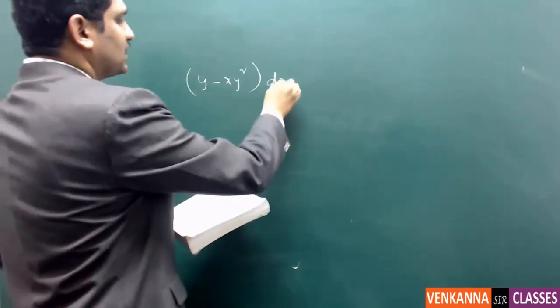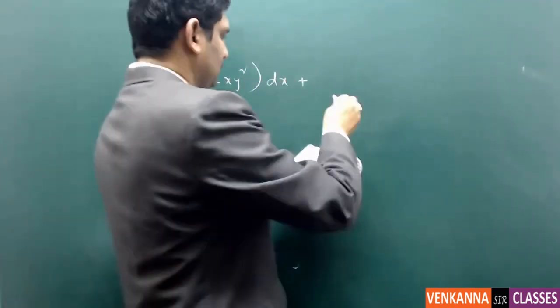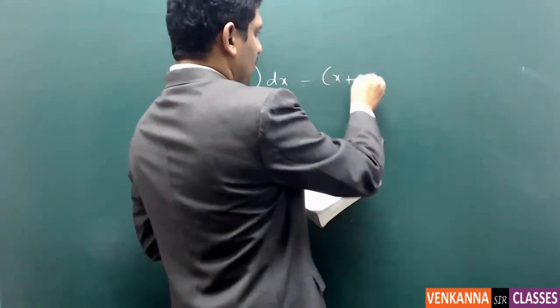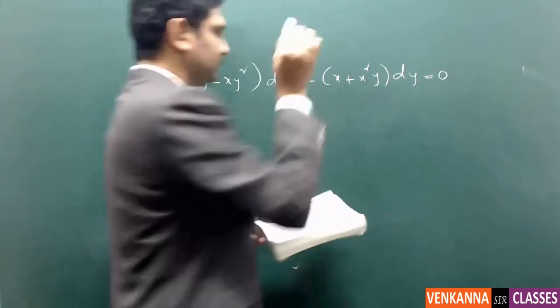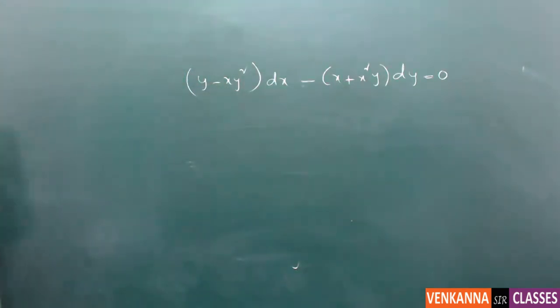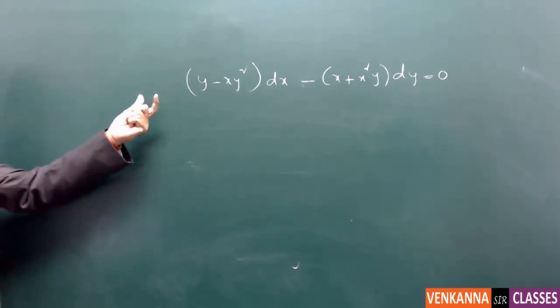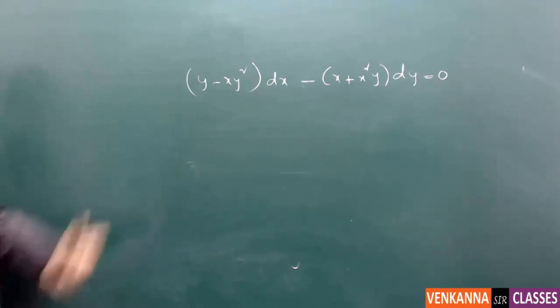Y minus xy square into dx plus, minus of x plus x square y into dy equal to 0. So please take a note of this. Whenever this kind of thing is given, first we simply split all the terms, then we are going to arrange them in an order.